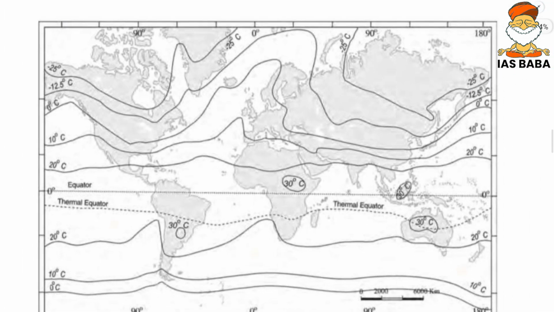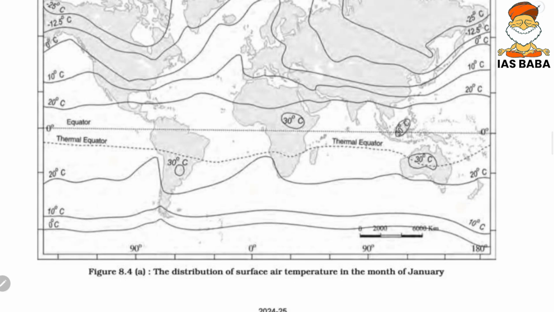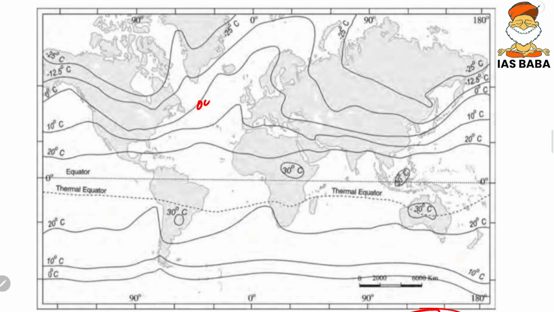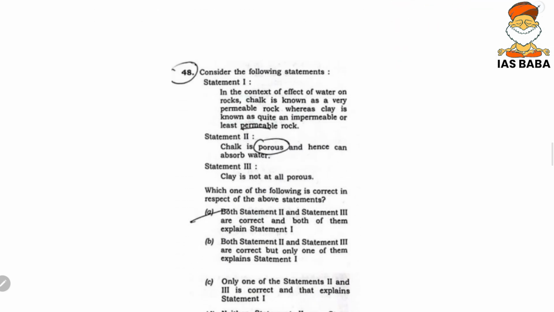Here you can see this graph is given in the NCERT also. So this is the month of January, and in this isotherm map you can see over the ocean the isotherm is bending more towards the north, and towards the continent it is mainly bending towards the south, or towards the equator we can say.